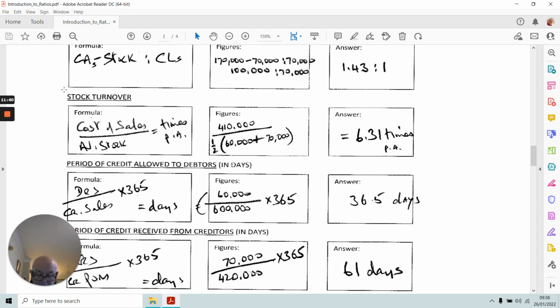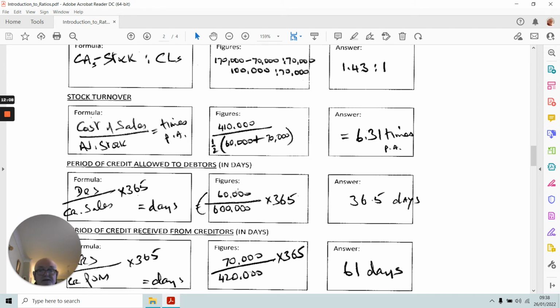So the modern idea of treating stock is that you want to keep it to the minimum necessary. Not too much, just enough for your sales or your production. And the best measure of how quickly you shift your stock is the one called stock turnover, which the formula for which is the cost of sales over the average stock. It's a simple average. It's just taking opening and closing stock, adding them together and dividing by 2.